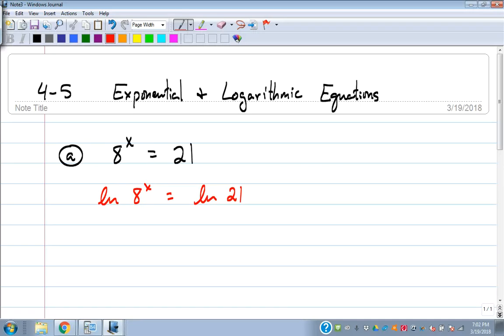Okay? That in itself really doesn't do anything. But what that allows us to do is do what with this exponent? Drop it in front of the ln, so it becomes x times the natural log of 8. Which then creates a problem we can solve.